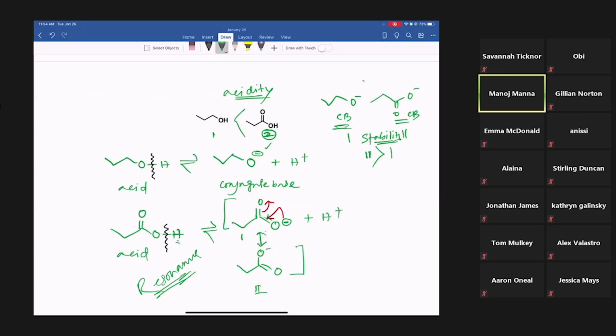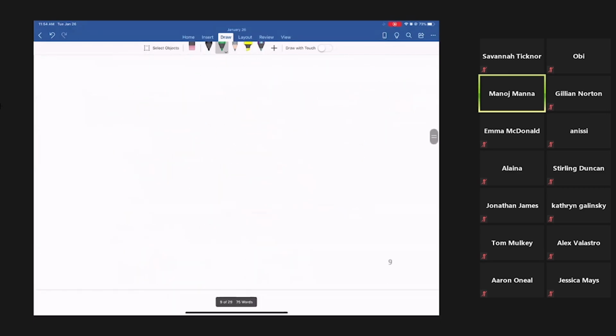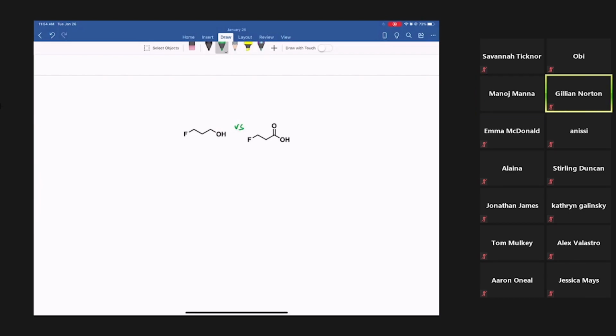So we realize the element effect and the resonance effect. How about inductive effect? Let's see. So this versus this. Which one is more acidic? Anybody? The second one. Yes, very good. So this is 1 and this is 2. So the acidity order is 2 greater than 1. And why? Now think about whatever I showed you.